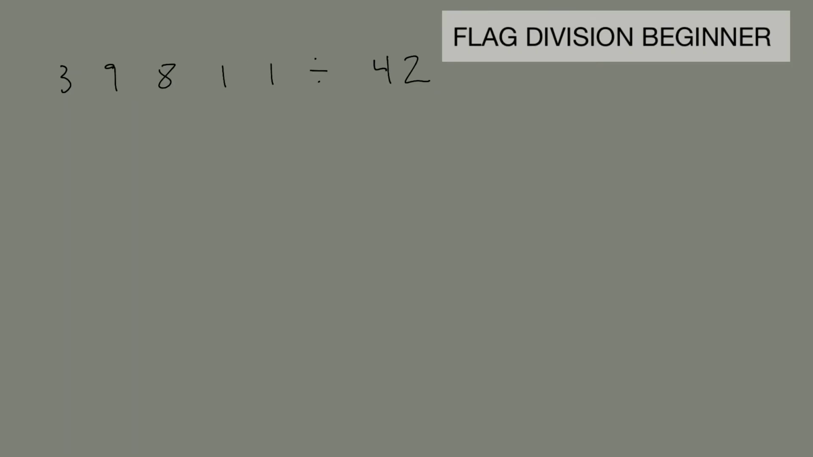Okay, here's another problem here. 39,811 divided by 42. So once again, we'll set it up like this. 39811 divided by 42. Okay, I'm going to move this out of the way, just to give us a little bit of room to work.